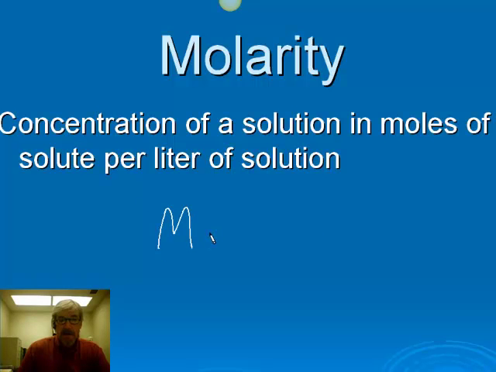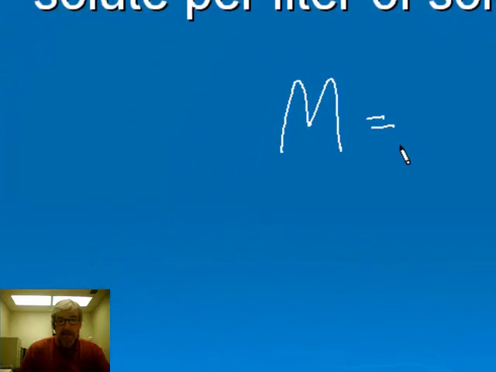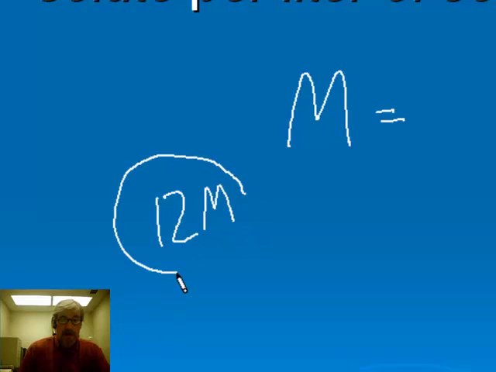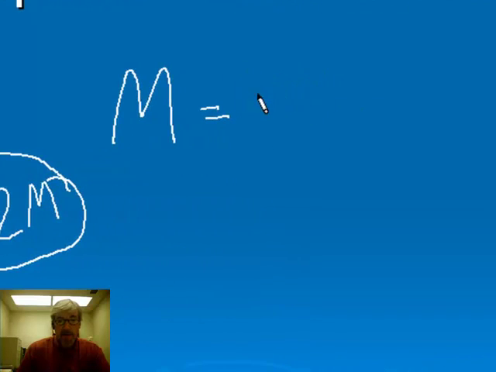It's abbreviated capital M, and when you see something like, let's say, 12 moles per liter, it would be abbreviated 12M, and you'd say that's 12 molar. That's how you pronounce that. And the definition is just moles per liter. And this is moles of solute per liter of solution, not per liter of solvent, but for the total liter of solution.